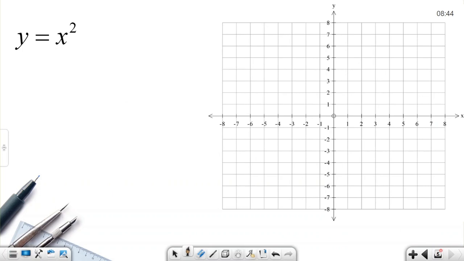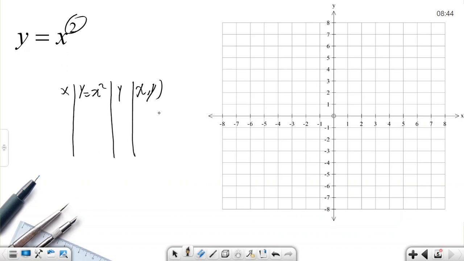Let's see y equal x squared. As I can say directly, that's x squared, so it's not linear. Let's draw it. How can we draw it? Actually, you can draw the same way. You can write x, y equal x squared, and you can find the y value, then the ordered pair of x and y.